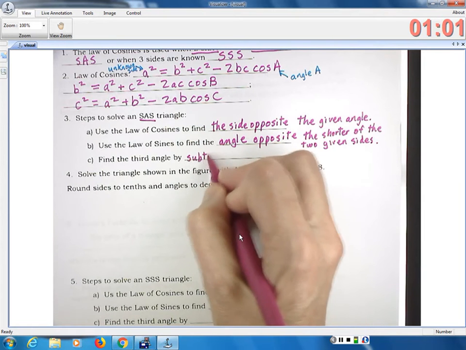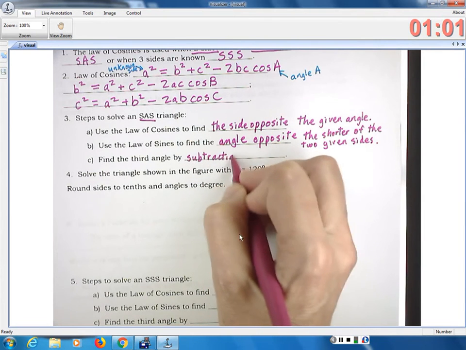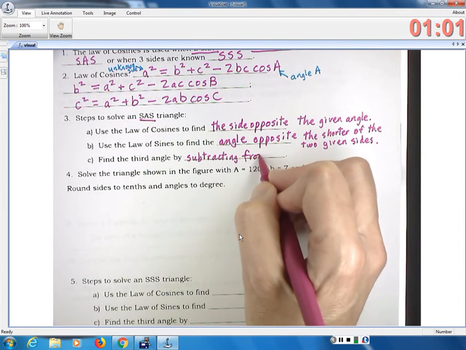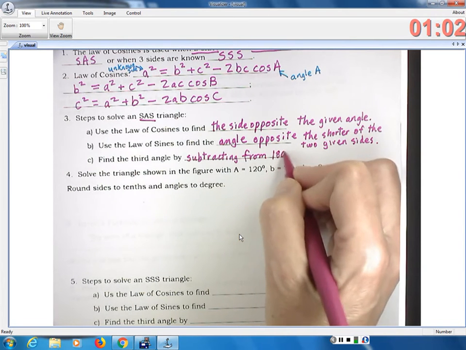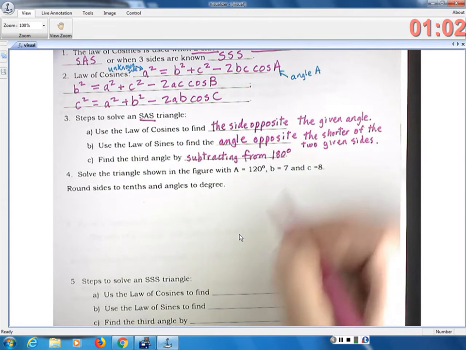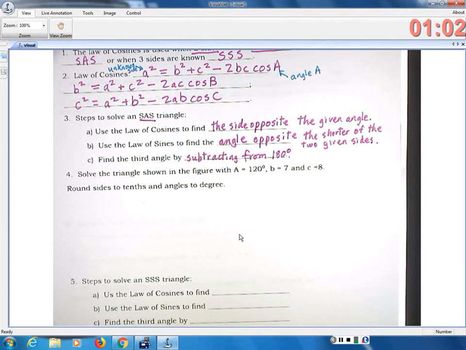I'm just going to write subtracting from 180. You know what I mean? You're going to add up the two angles you know and subtract from 180. And I filled in notes, have it all written down. So, all right, we'll just stop there and I'll do the example next time. And then we'll start 6-3 next time too.